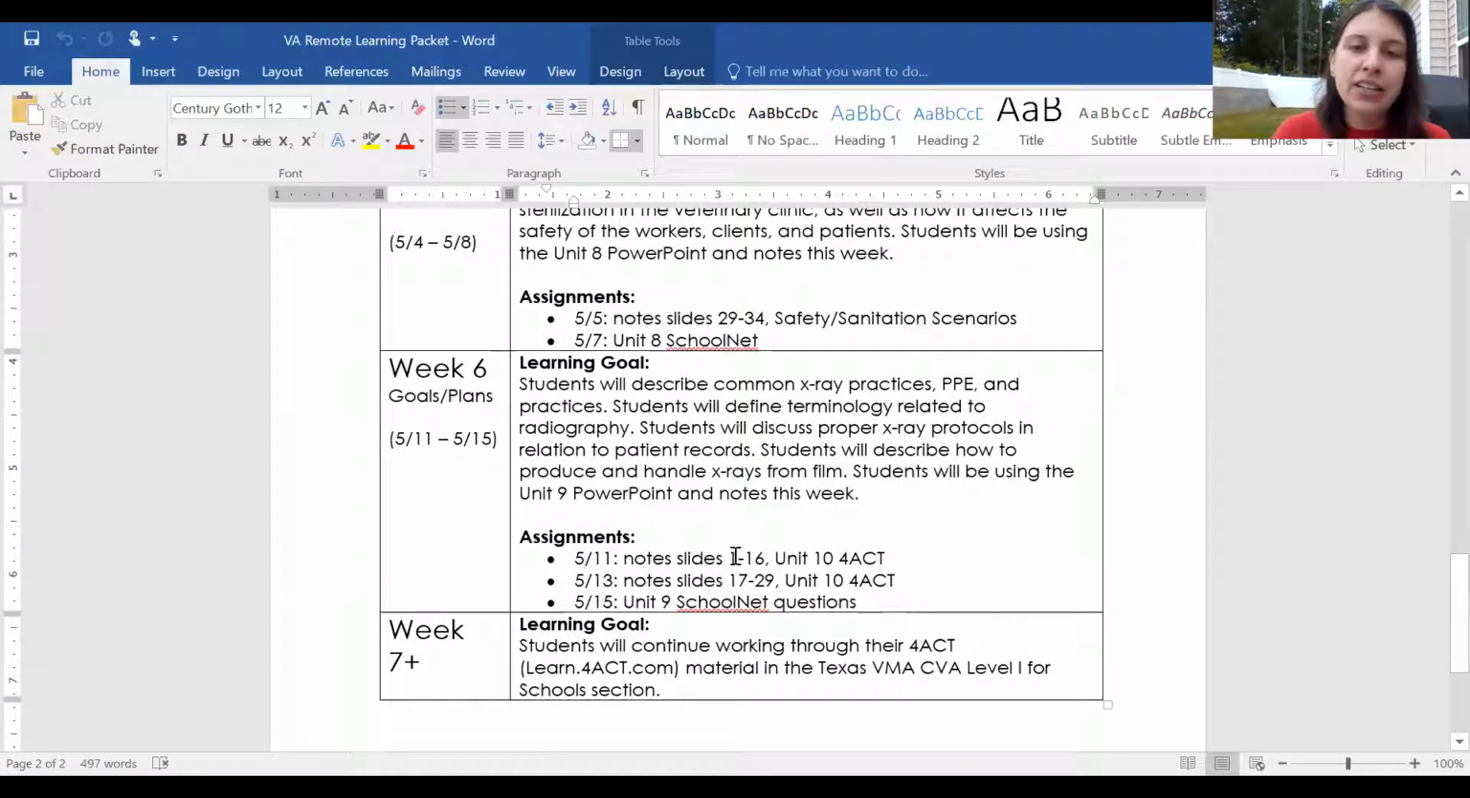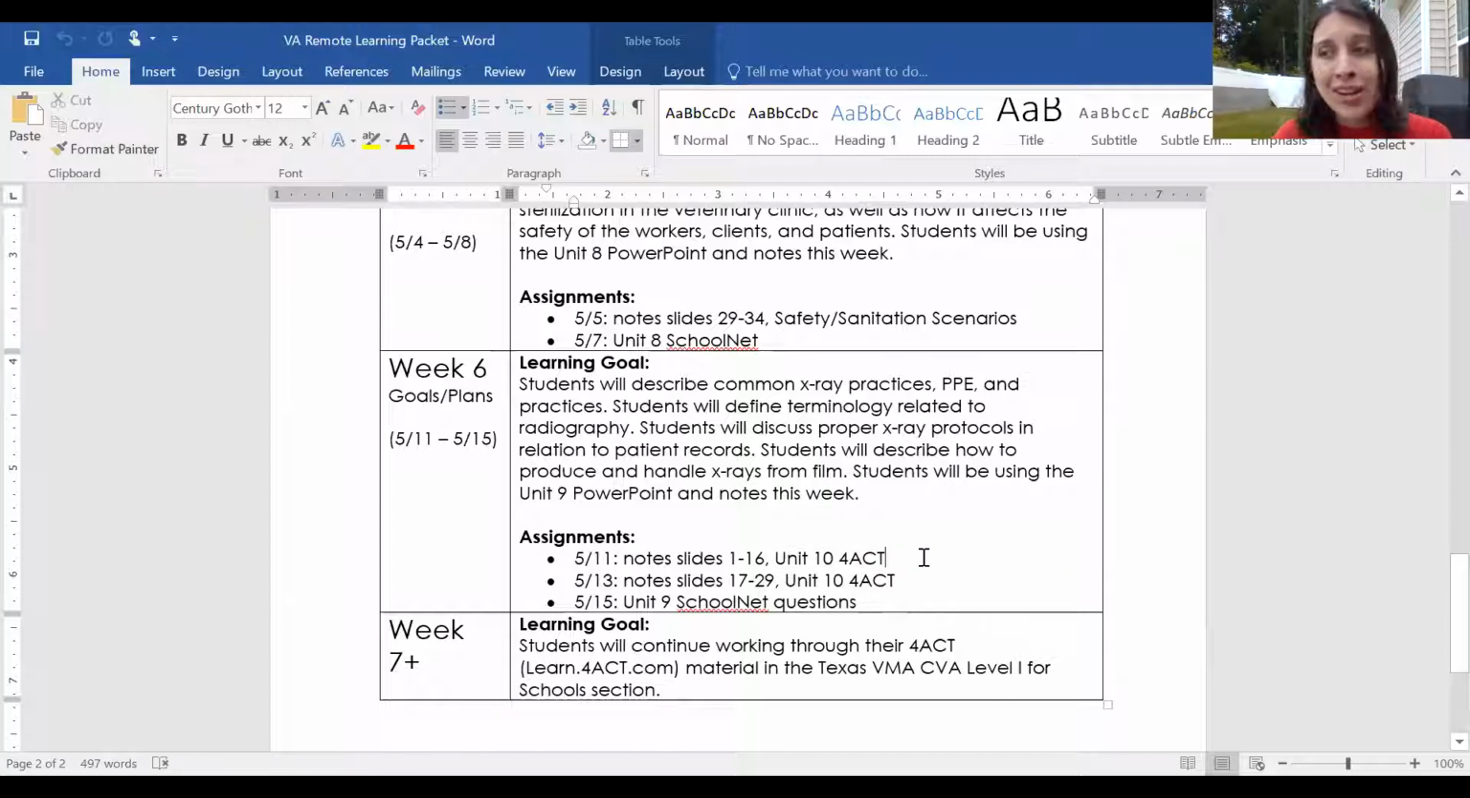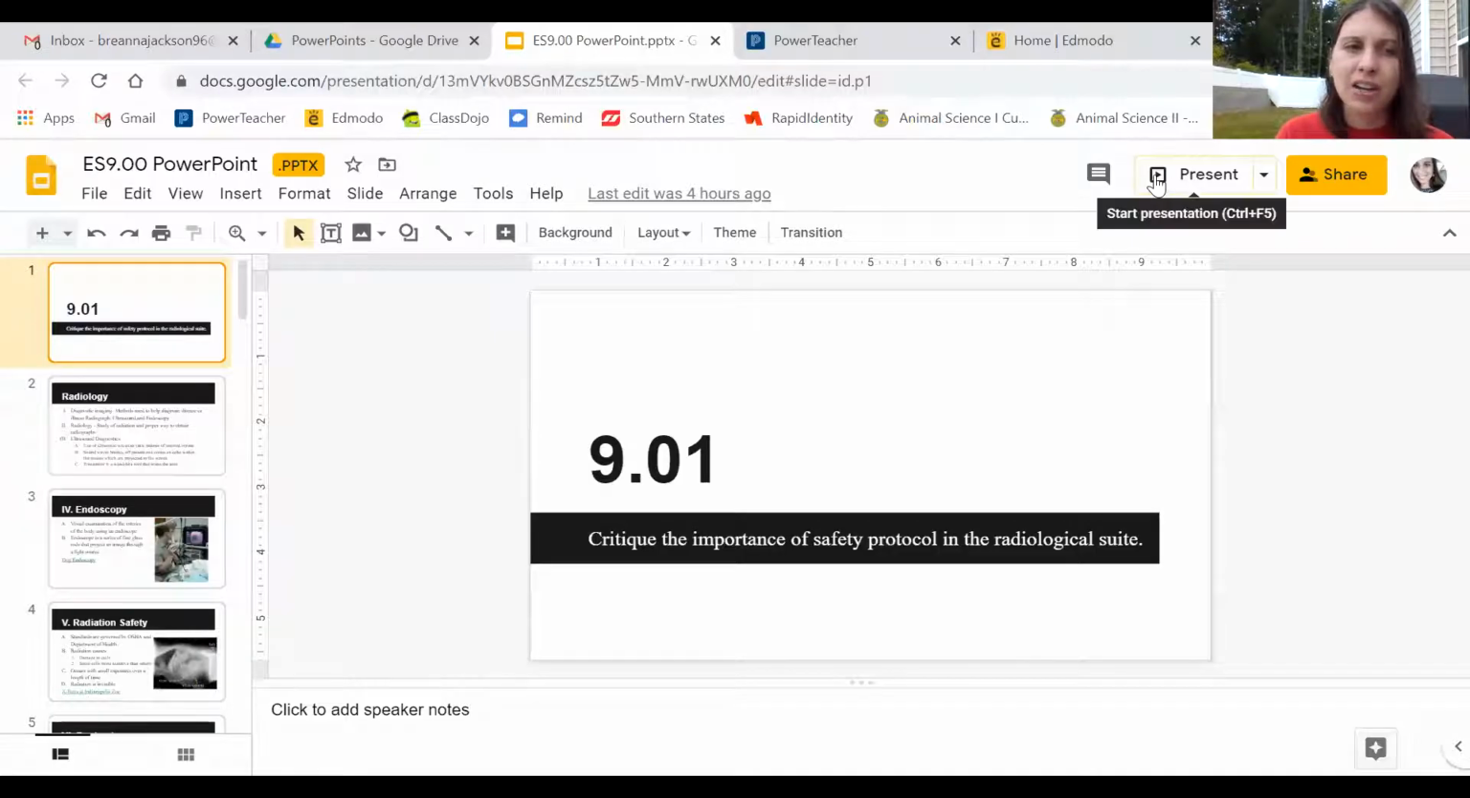So today we're going to go through slides 1 through 16, and then y'all are going to work on unit 10 of your 4 ACT accounts. If you have not already completed that section, if you have, great. I would still review it because our last unit is on radiology, and it's really hard to teach that, 1, in the classroom, but 2, remotely. So we'll see how it goes. Pulling up the PowerPoint, which will be posted on Edmodo for you guys.